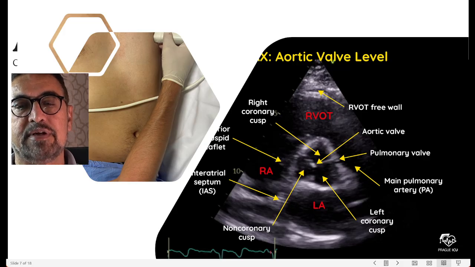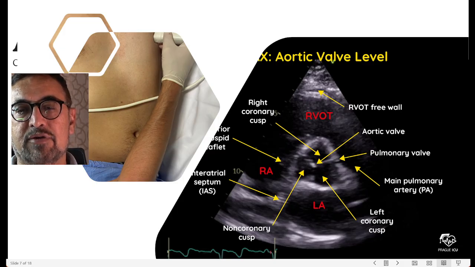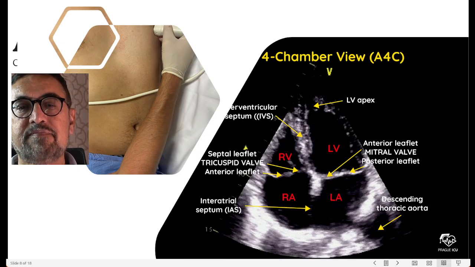The key teaching point is that it is not just a rotated image, it's a different cross-sectional way of looking at the heart. In a beginner, the most common error is losing the aortic root in the center or drifting off axis. Small tilts and small rocking movements are usually enough to recover the correct view.